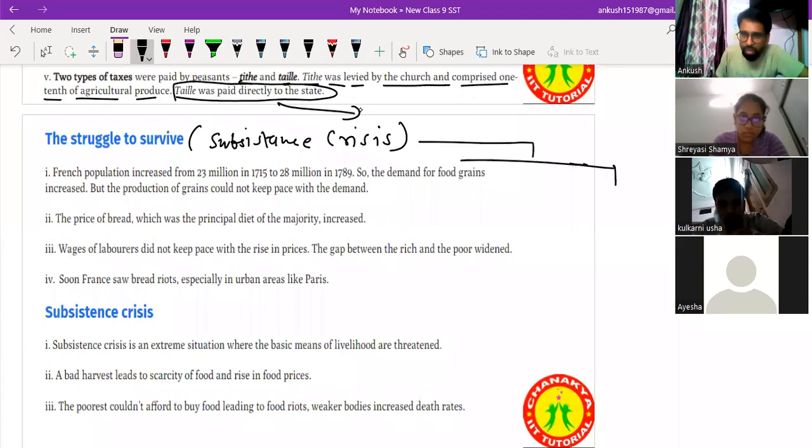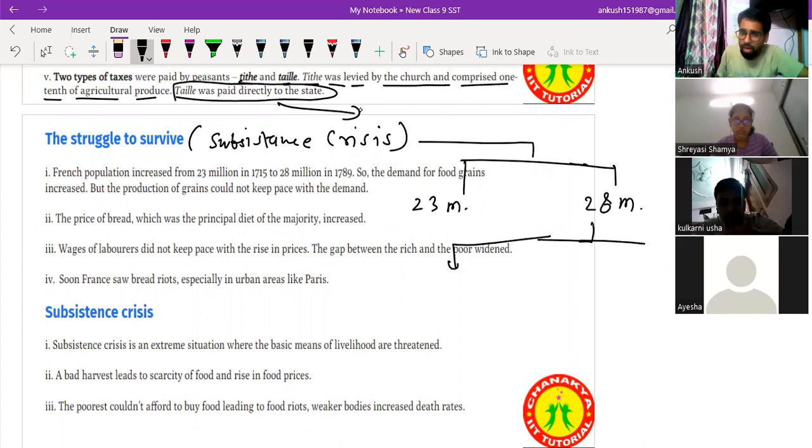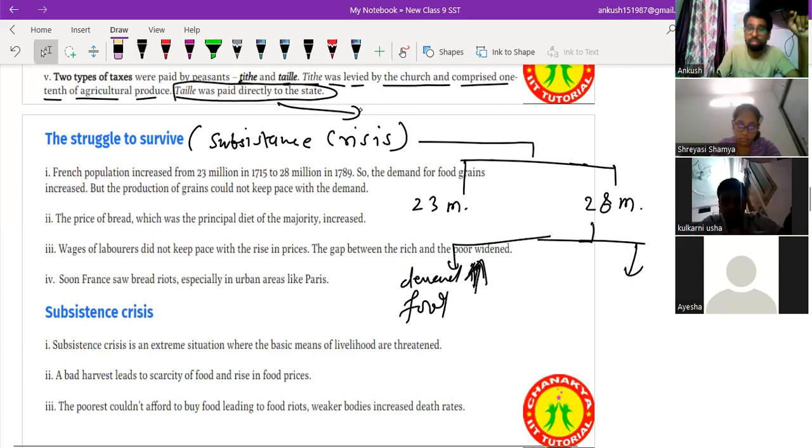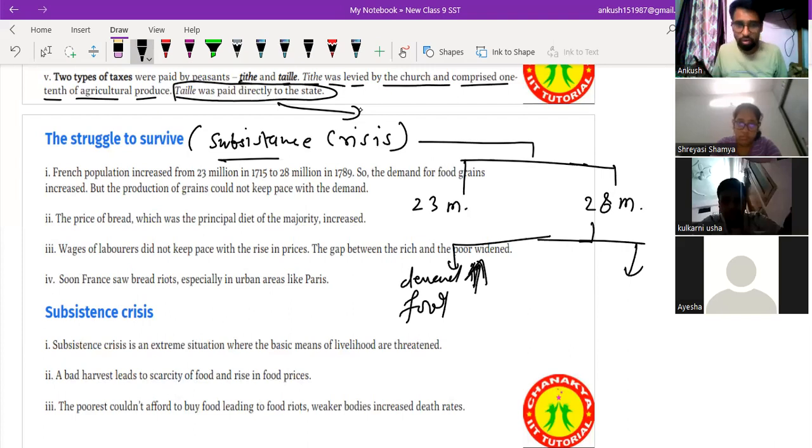Here you may see that the population there was 23 million. After that, it increased to 28 million. Then the demand increased. What demand increased? Food demand. That time the food was not produced at that rapid rate, and the people had become foodless, we may say. In the sense they were not getting the food to survive, and that is why it is called subsistence, meaning to survive. Wherever there is a crisis for survival, it is called a subsistence crisis. Have you got the point?